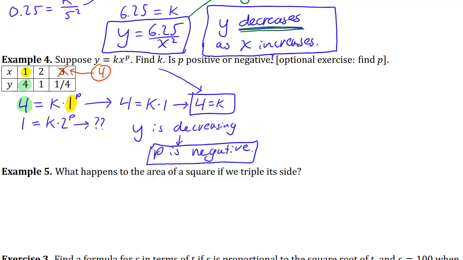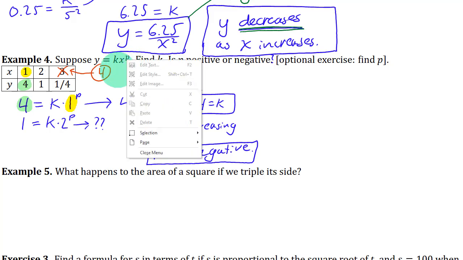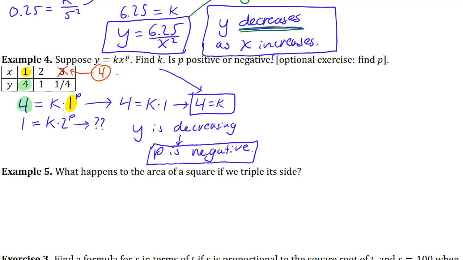That this must mean x is to a power and basically the denominator of a fraction. And if you want a moment now to do this optional exercise, a little challenge, try to find p. I'm going to whistle for a moment and then tell you the answer. And this is what I get. p is negative 2.